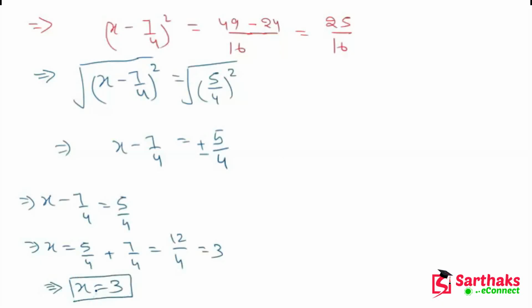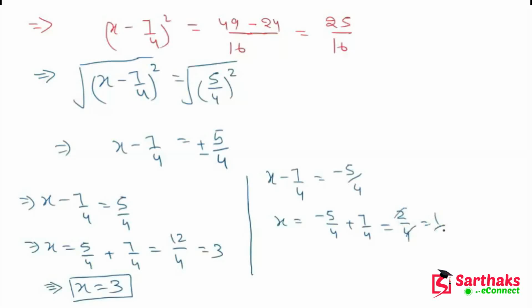Okay, my dear friends, x is equals to what? 3. Now if we take minus 5 upon 4, so we get x minus 7 upon 4 is equals to minus 5 upon 4. So we get x is equals to minus 5 upon 4 plus 7 upon 4. If we solve it, we get 2 upon 4. From this we get 1 upon 2. So we have x is equals to 1 upon 2.